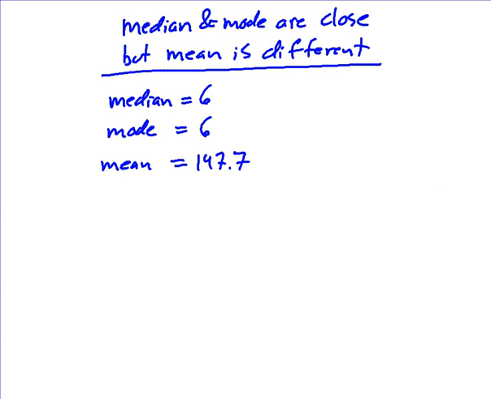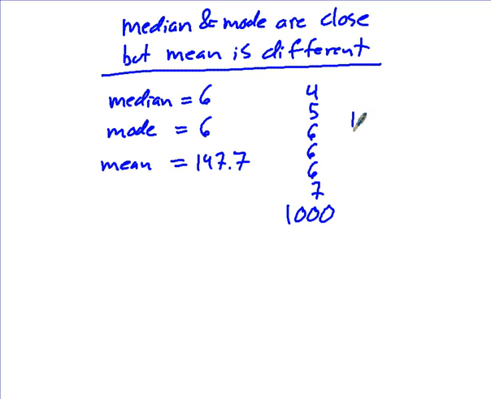Here's a different situation where we have the median and the mode close to each other. In this specific case, they're both 6. And the mean is really quite a bit different. What is that telling you about your data and your data distribution? Well, let me give you an example of a data set. We might have something that looks like this, and then a really big number.